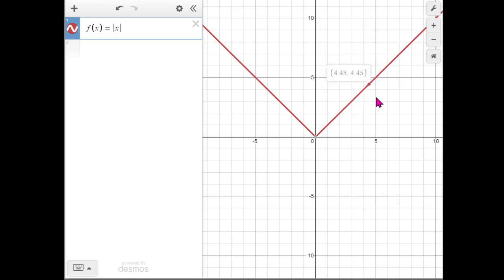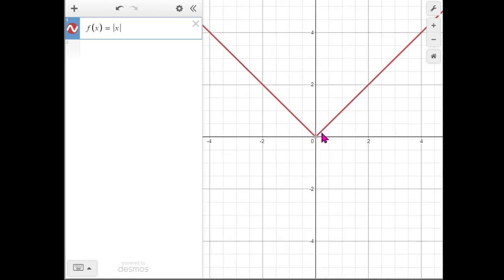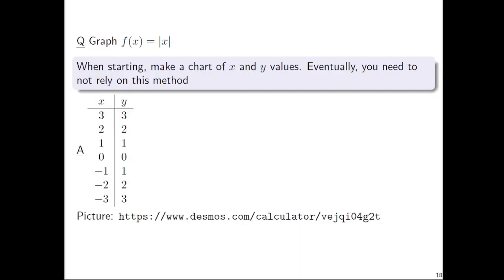It's like a line of slope 1 and a line of slope negative 1 met right here at this corner, and there's this 90-degree angle created right here. So this shape is really important to know and keep track of.